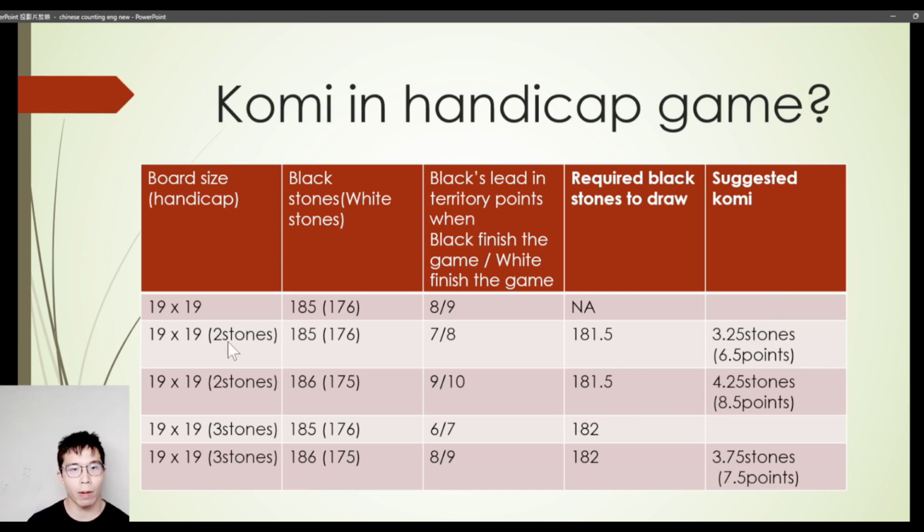In short, when the handicap is an even number, you could apply an even number komi. When the handicap is an odd number, it's better to apply an odd number komi.